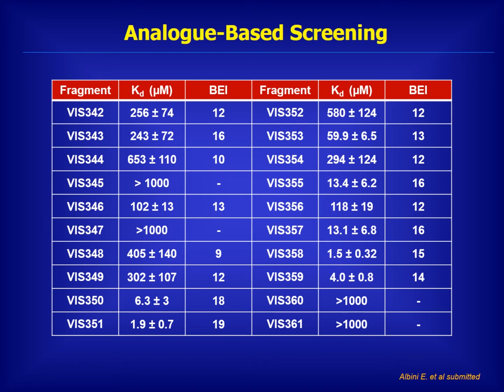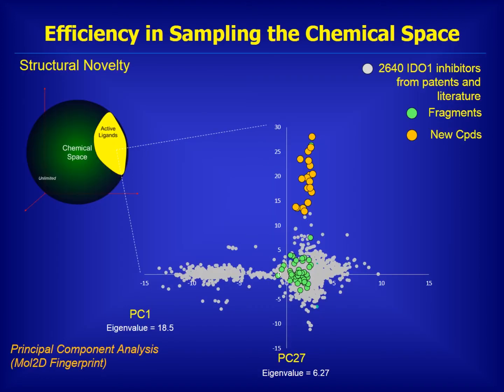Now, attracted by these observations, we performed an analog-based screening around BIS-237, and we purchased and synthesized 20 analogs that were then tested in microscale thermophoresis experiments using the protocol that Alice was showing you before. Here we can see that these molecules are indeed able to further explore the unmined region around the fragment 237, and these 20 compounds are represented by the orange dots.